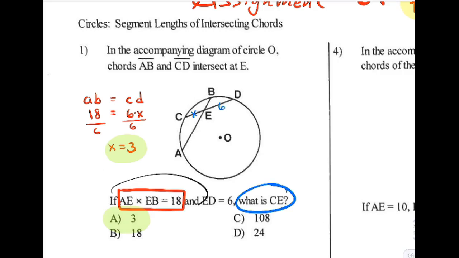They already did half the problem for us. They gave us the product of this one and this one. So normally there'll be numbers there, but they already told us the product. The product was 18. So 6x equals 18 and x equals 3.